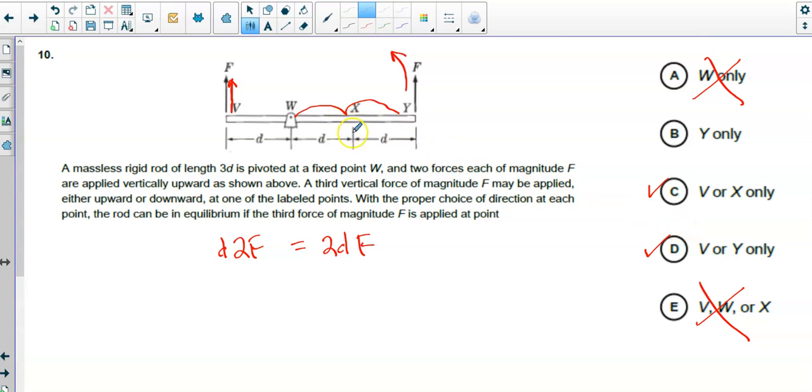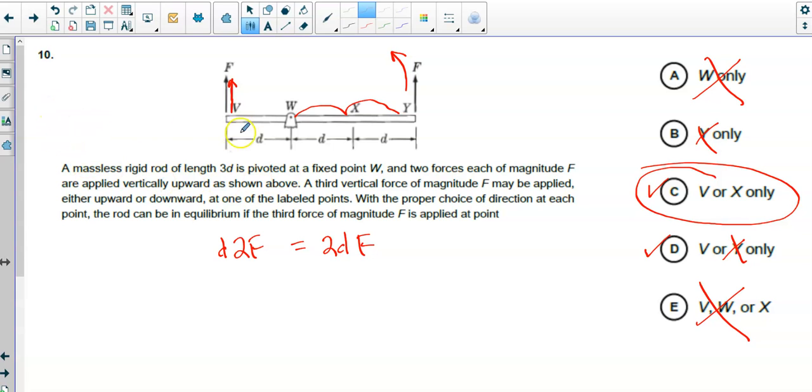X I could do, X might work, but I'd have to pull it downward. And that would work because there would be a 1D, and this would be a 1D, and that would too. So I believe X, V and X is the correct answer. I don't think there's any way Y works. So I can rule out Y with a little bit of logic. That means V and X has to be the correct answer, without even needing to explain why X works.